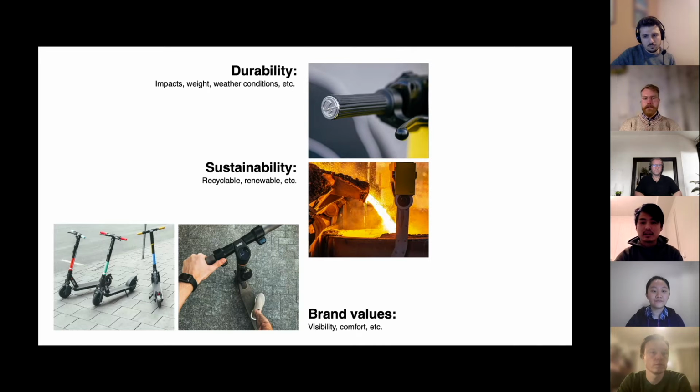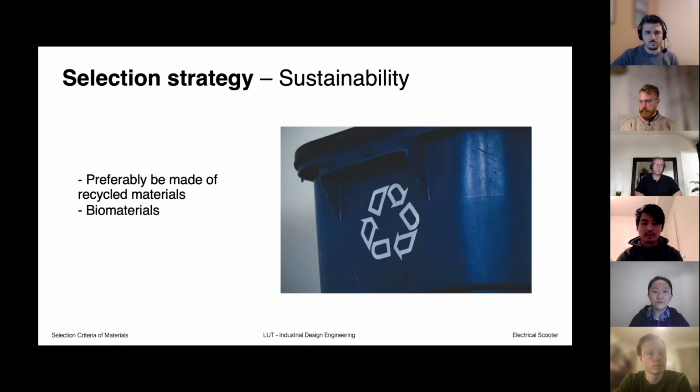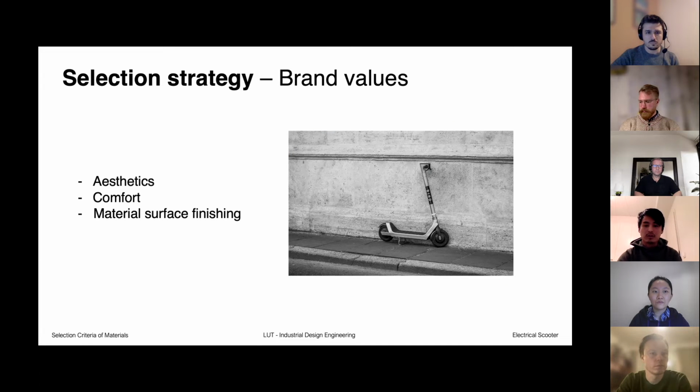We were analyzing the impacts a scooter gets hit by while riding, wear after a rider, and different weather conditions. We were thinking to use material that is easy to recycle. We also thought about the looks and the comfortability of a scooter. To talk about the durability, as we all know, the scooter is mostly used outside for commuting purposes.